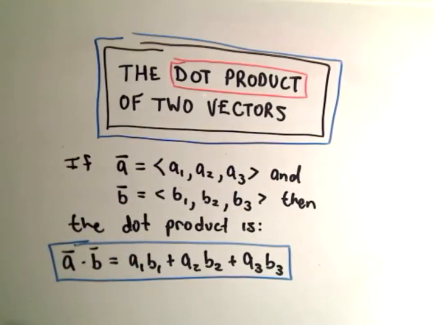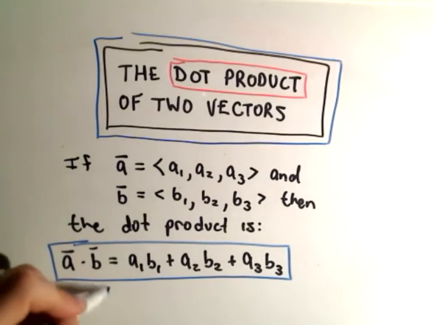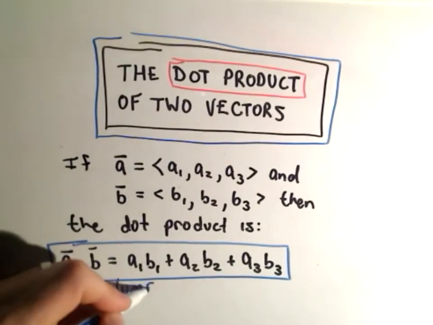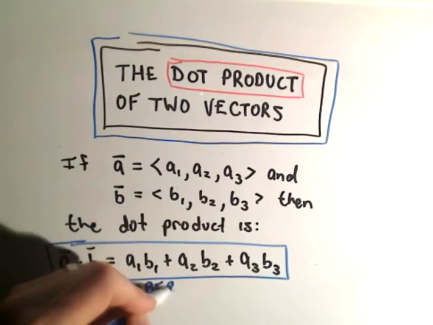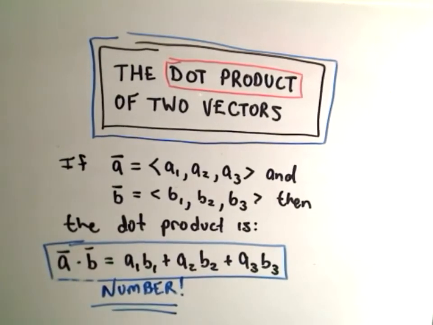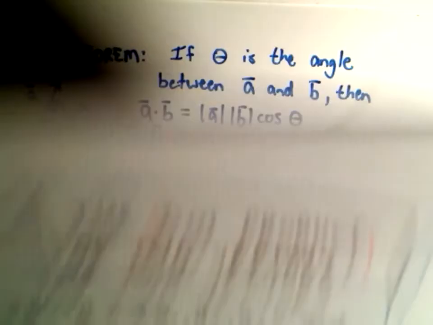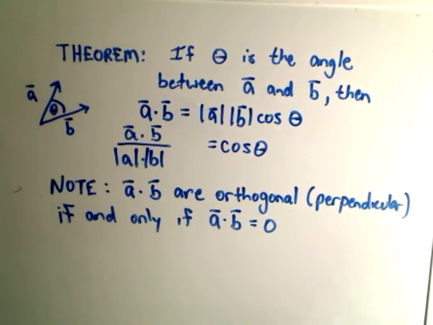Okay. Notice that the dot product is a number. When you take the dot product of two vectors, you get a number. You don't get another vector, okay? Whereas the cross product, if you take the cross product of two vectors, you do get a new vector.